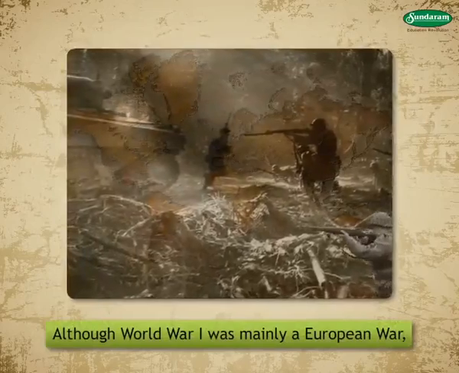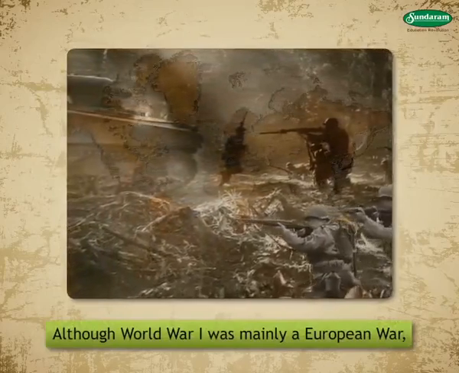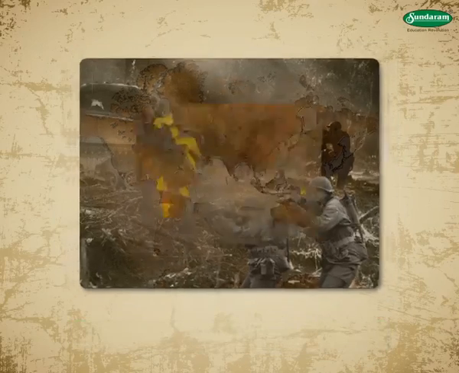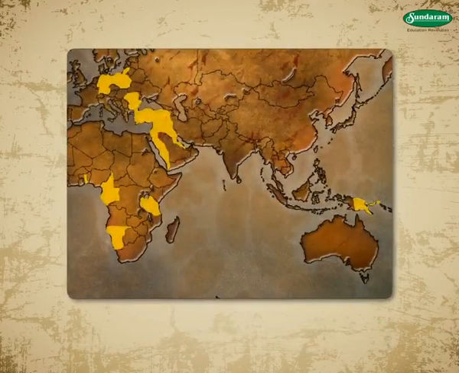Although World War I was mainly a European war, it affected many other parts of the world. The countries affected by World War I are highlighted in orange in this image.